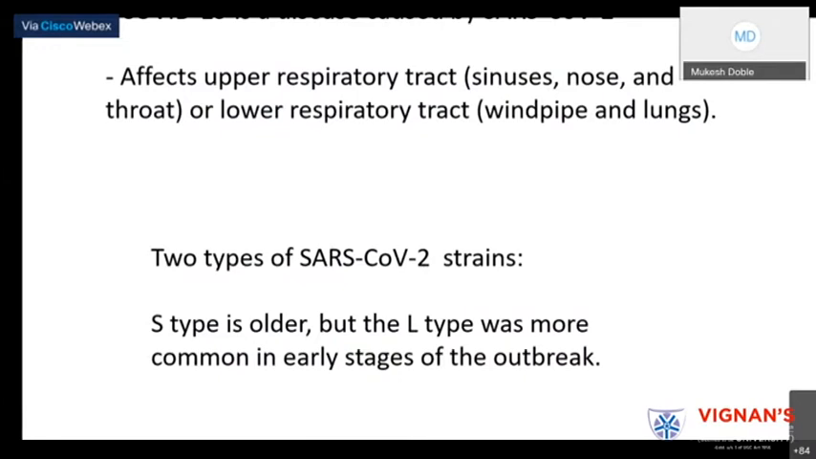It affects the upper respiratory tract, lower respiratory tract, and so on. There are two types of SARS-CoV-2 strains, the S type and the L type. You must have heard some of them are more virulent and some of them are less virulent. So there are two types, with certain differences in their genetics.